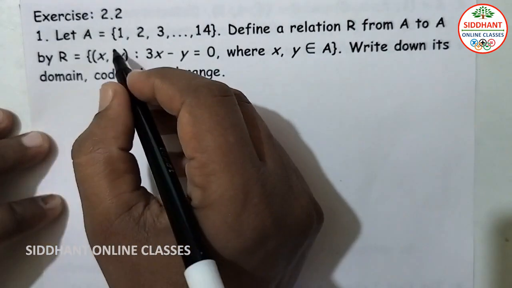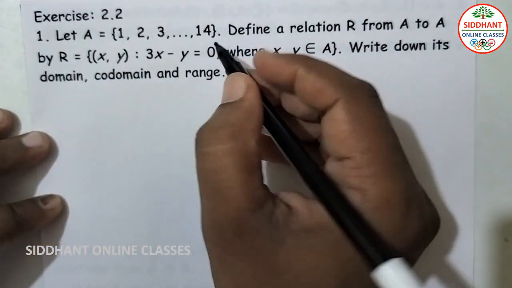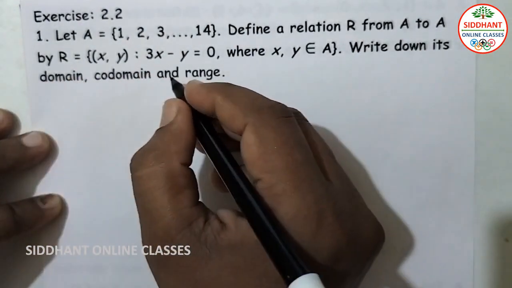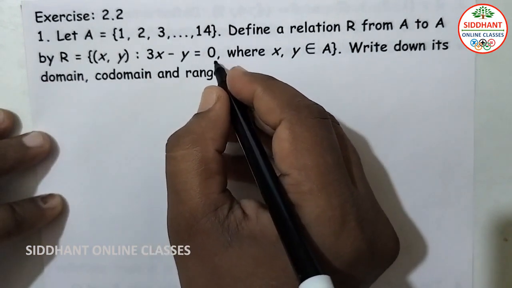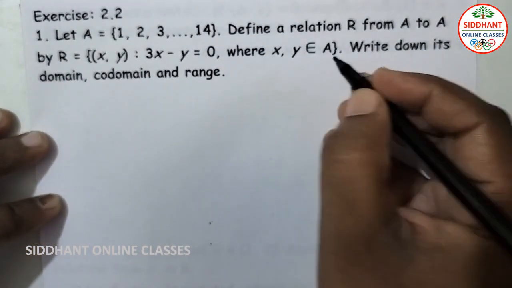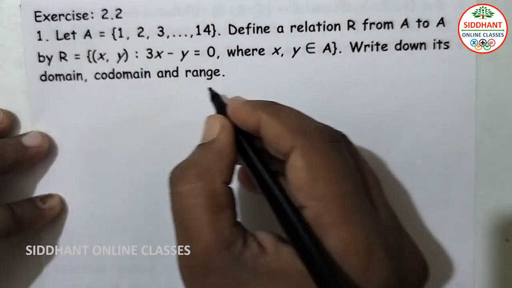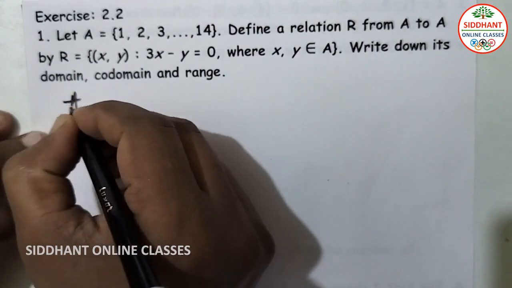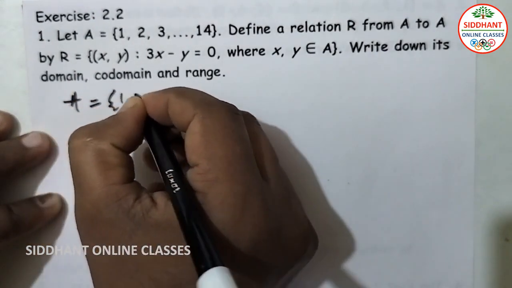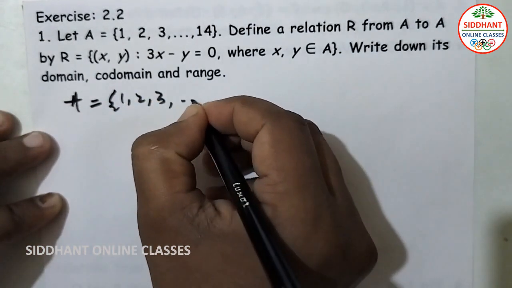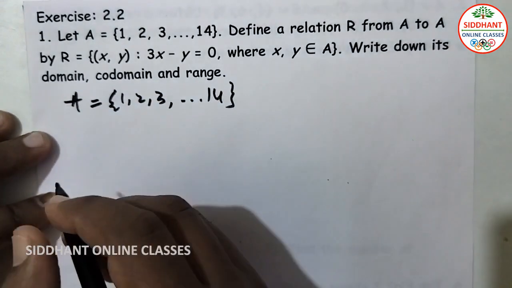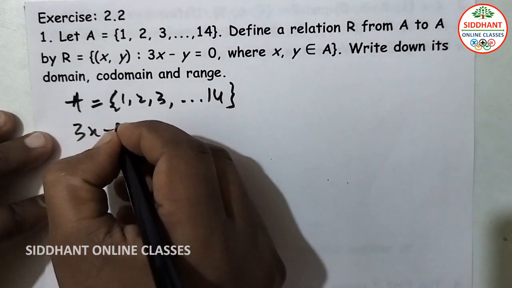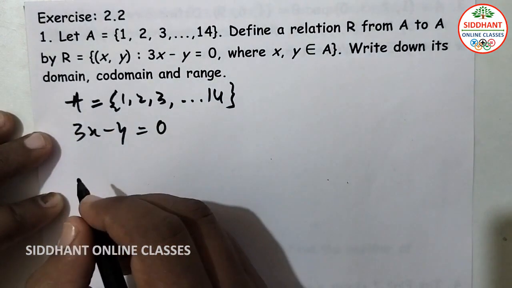Question number 1. Let A = {1, 2, 3, up to 14}. Define a relation R from A to A by R = {(x, y) such that 3x - y = 0}, where x and y belong to A. Write down its domain, codomain and range. So in the given data we have A, which has elements 1, 2, 3 up to 14, and we have the relation 3x - y = 0.